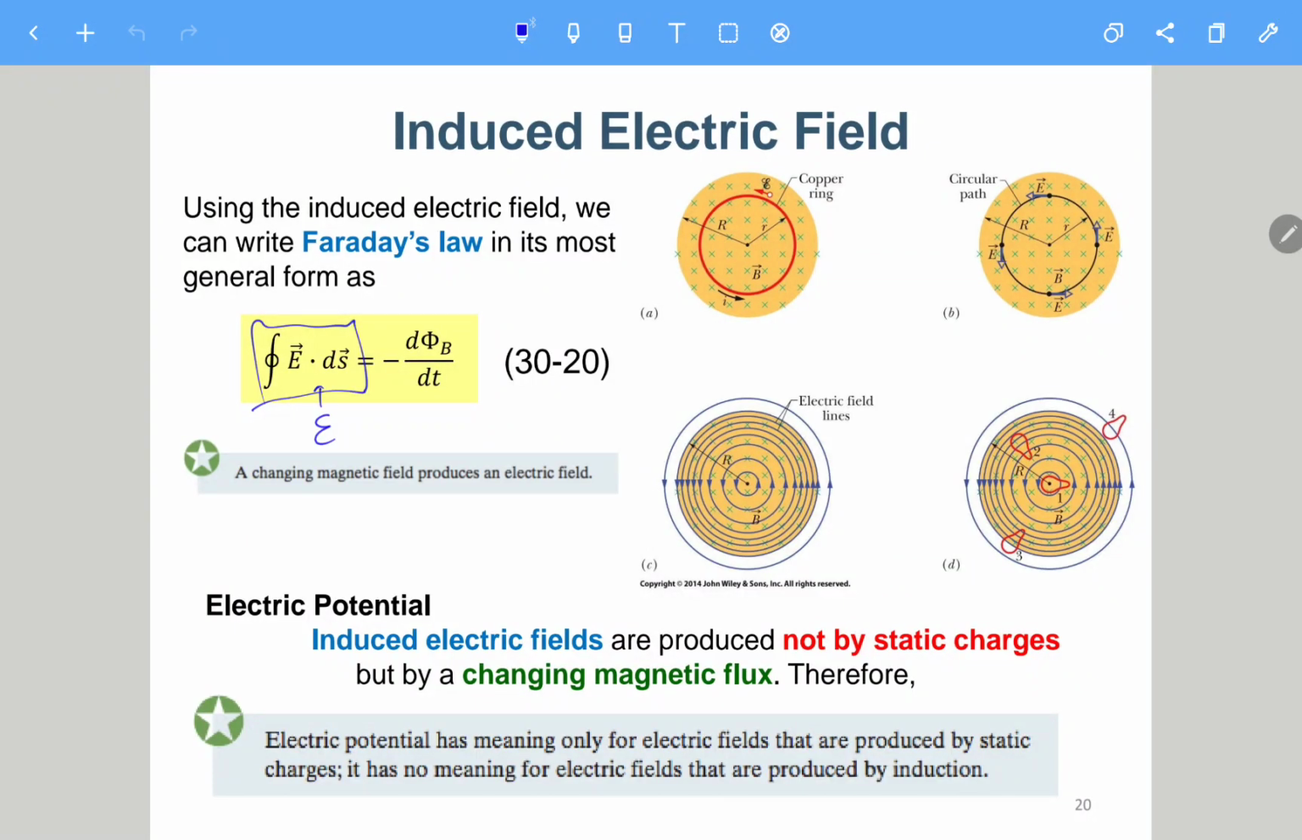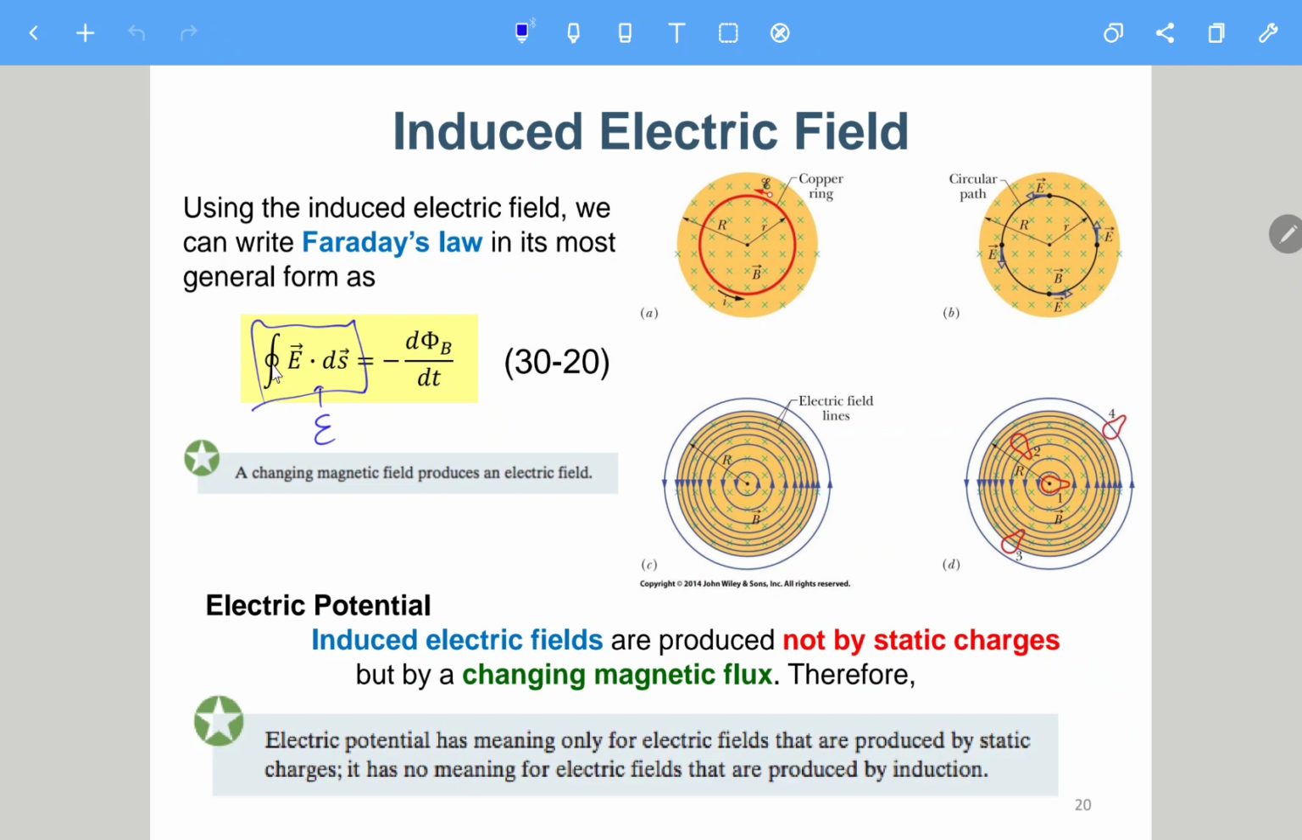So here we will talk about Faraday's law again. The title here is induced electric field. Before, when we talked about Faraday's law, the left side was nothing but an E, which we called the induced EMF, the induced electromotive force. Here on the left side, it becomes a line integral.